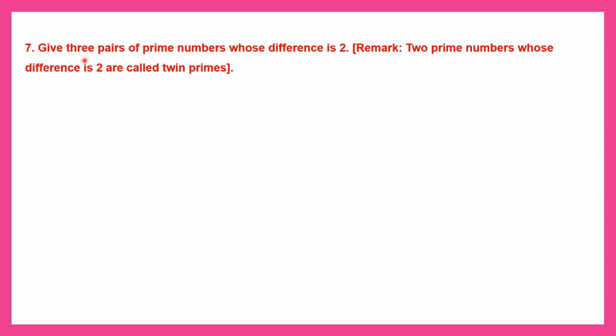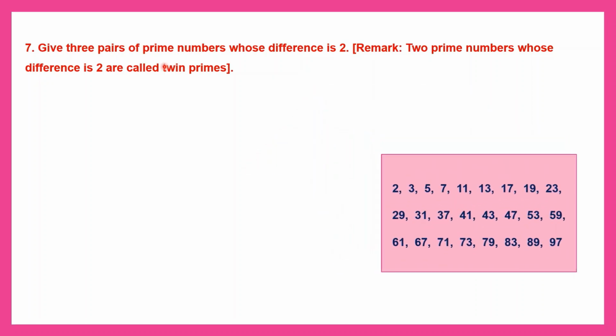Question 7. Give 3 pairs of prime numbers whose difference is 2. That means you take a pair of prime numbers, you subtract them, and your answer should be 2. Okay, so we have to get 3 pairs like that. Now, prime numbers whose difference is 2 have a special name. What is it? Two prime numbers whose difference is 2 are called twin primes. So such numbers are called twin primes.